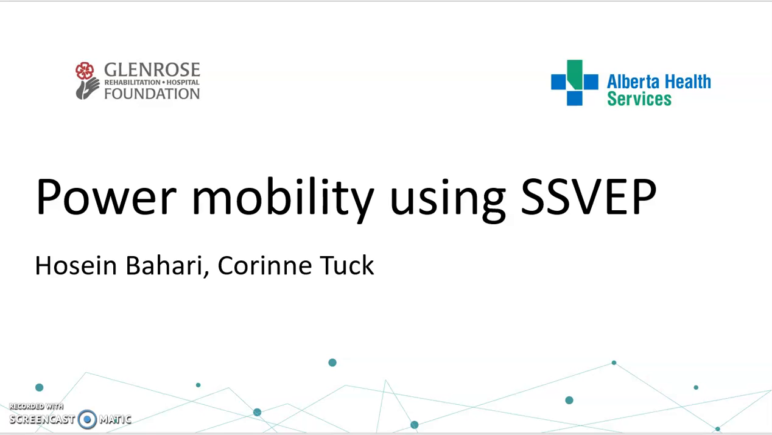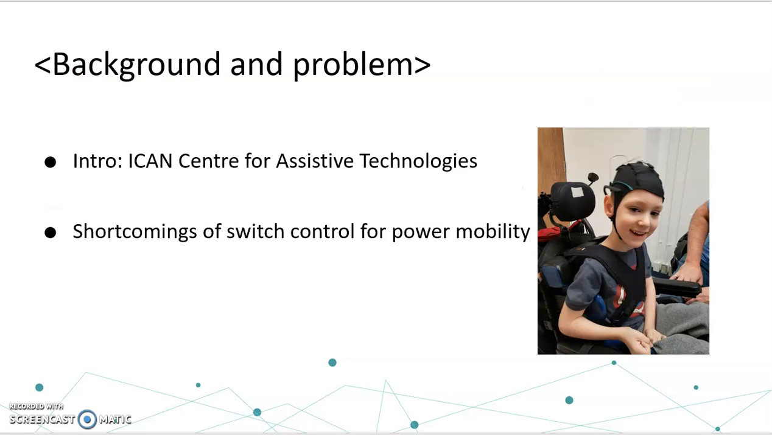Today we're here to present to you our pitch for our very cool project, we think, power mobility using SSVEP. So a little bit of background. Our ICANN Center for Assistive Technology, one of the major things that we do here for clients of all ages, pediatrics and adults, is to provide access to complex power mobility.